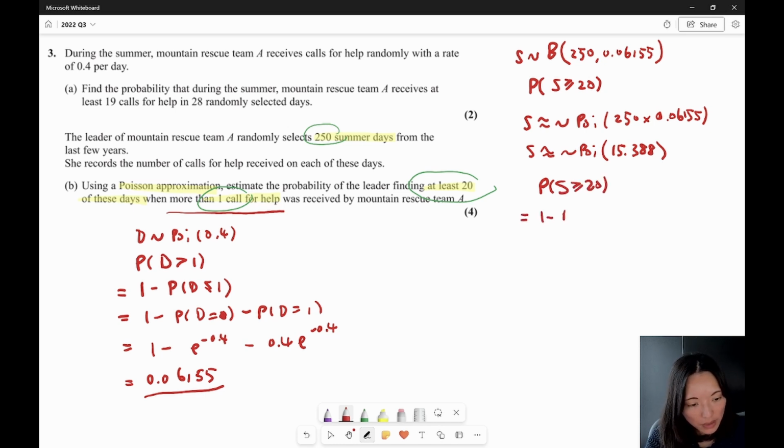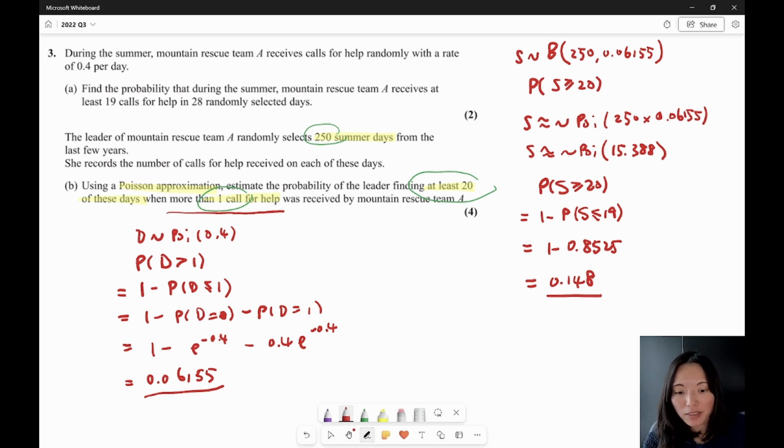Now, what is the probability that S is greater than or equal to 20? That's the same as 1 minus the probability that S is less than or equal to 19. Again, using our calculator, 1 minus 0.8525. So the probability rounded to 3 significant figures is 0.148. And that's the probability of the leader finding at least 20 of these days when more than one call for help was received by Team A.